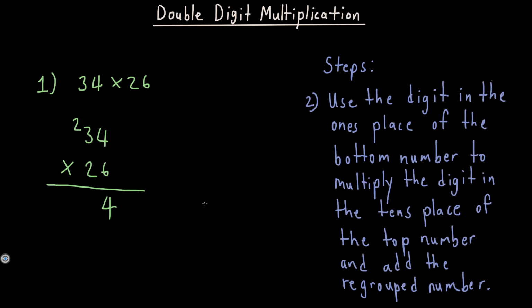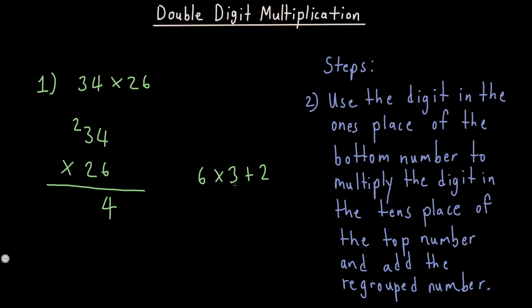Step 2. We're going to use the digit in the ones place of the bottom number, which we have already established is 6, to multiply the digit in the tens place of the top number. And that number is 3. And after we multiply, we're going to add the number that we regrouped. And we regrouped 2. Now let's do this. So what we're going to have is 6 times 3 plus 2.